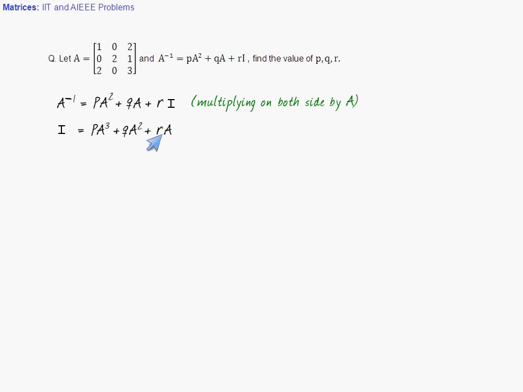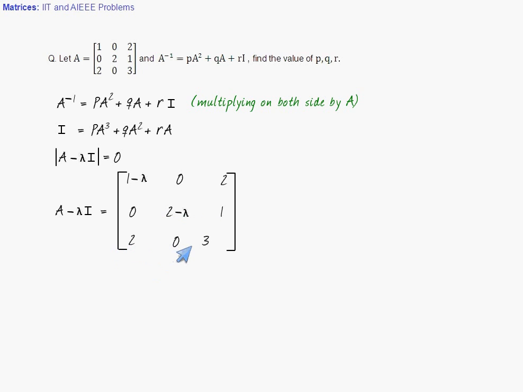Now, I know that whenever I have to find the value of unknown, it is better that I use the method of characteristic equation. We know that for every square matrix, the characteristic equation determinant A minus lambda I is always equal to 0. Therefore, first let me construct the matrix. My matrix will become 1 minus lambda, 0, 2, 0, 2 minus lambda, 1, 2, 0, 3 minus lambda.